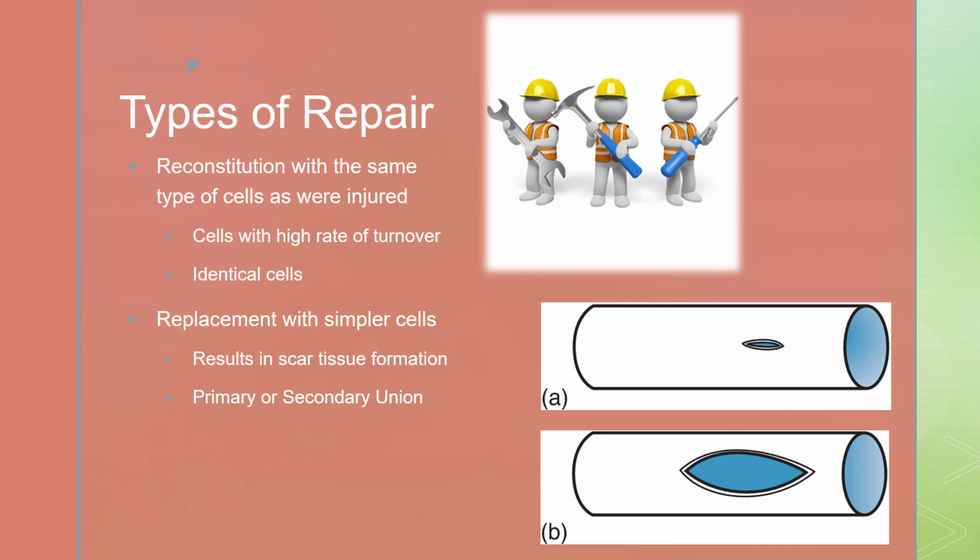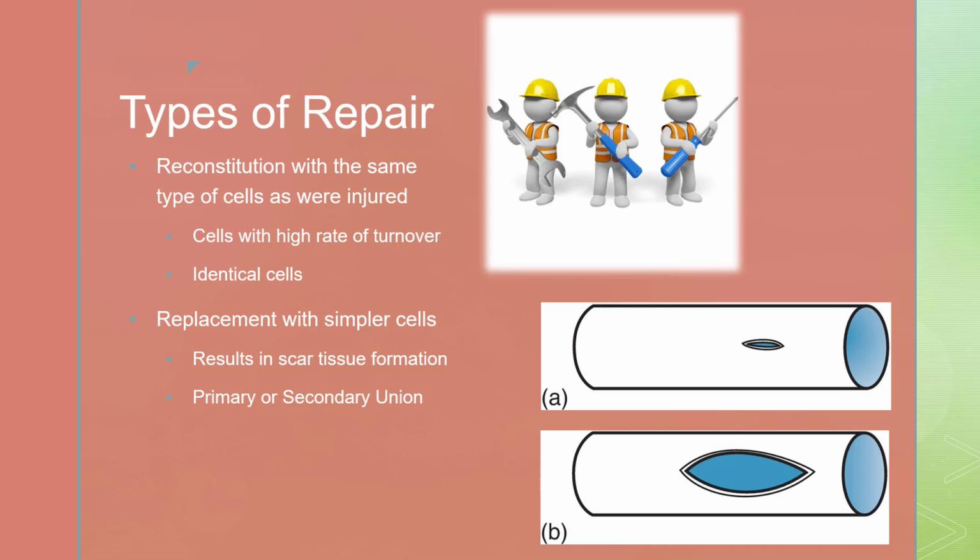There are different types of repair, either reconstitution or replacement. Reconstitution occurs in cells that normally have a high rate of turnover. Most of the damaged cells are replaced by identical cells. Some of the replacement can occur with connective tissue, thus some scar formation can occur.